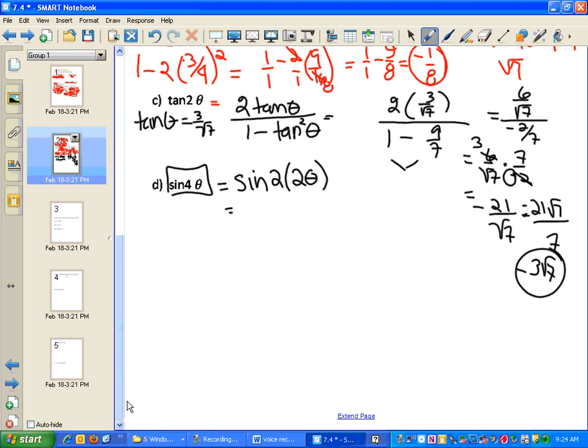So this is going to be 2... I have 2 sine 2 theta cosine 2 theta. Let me think about this one. So I'm going to have 2 sine of 2 theta cosine of 2 theta. Does that make sense? Because we've got 2 of them going on here, right?